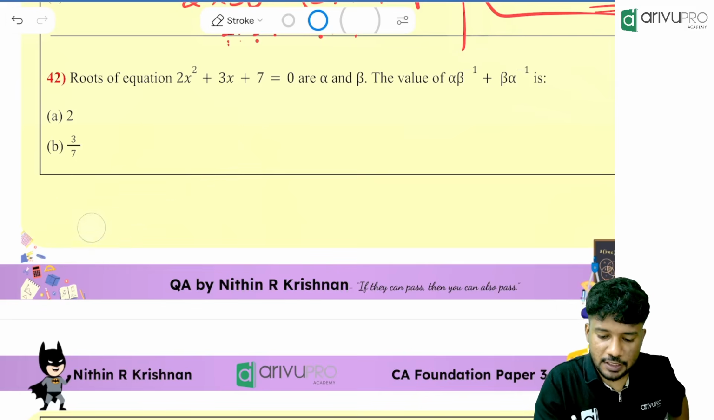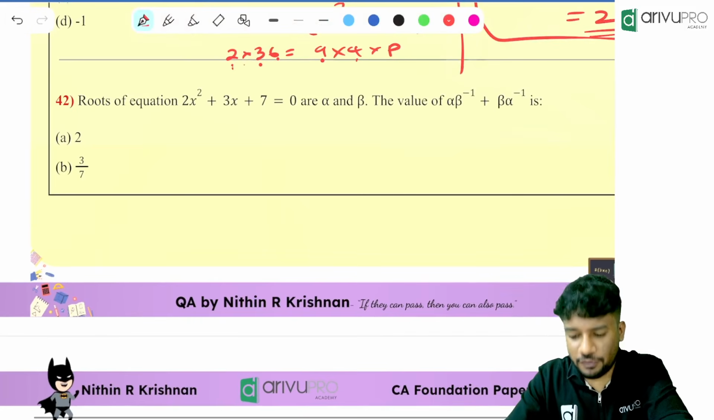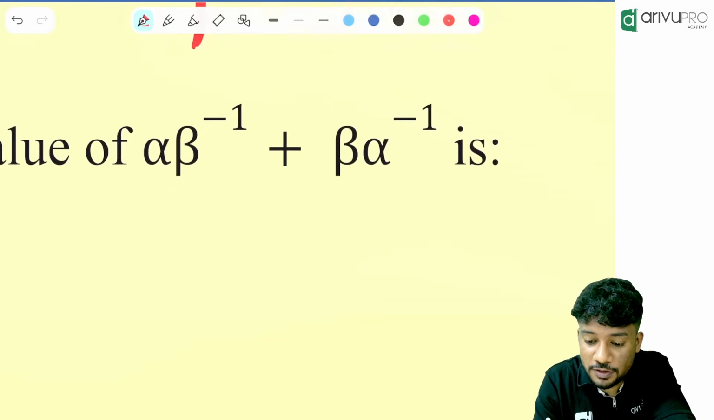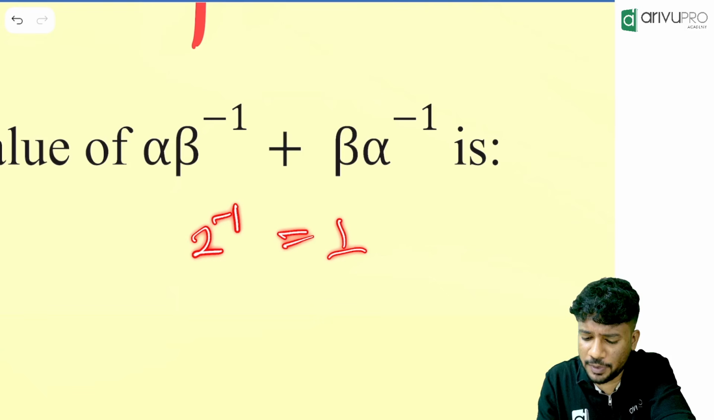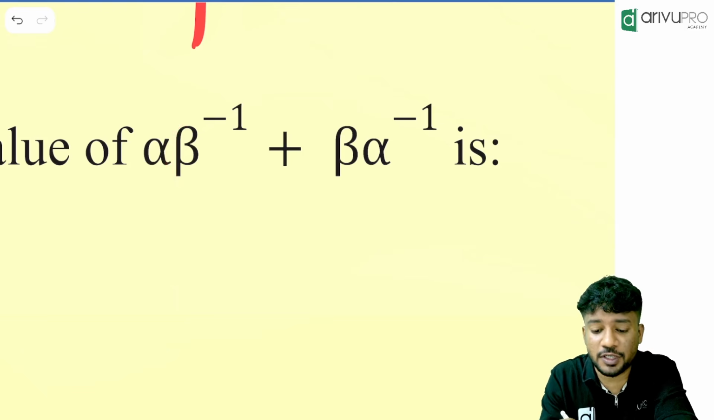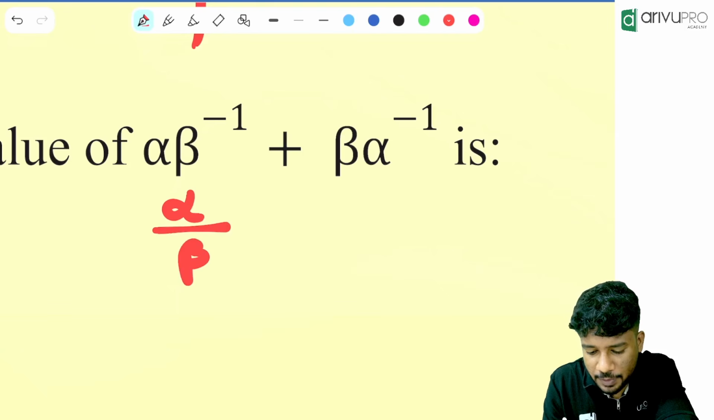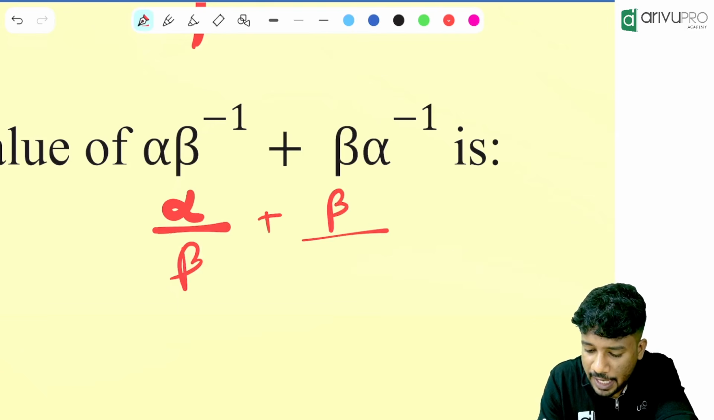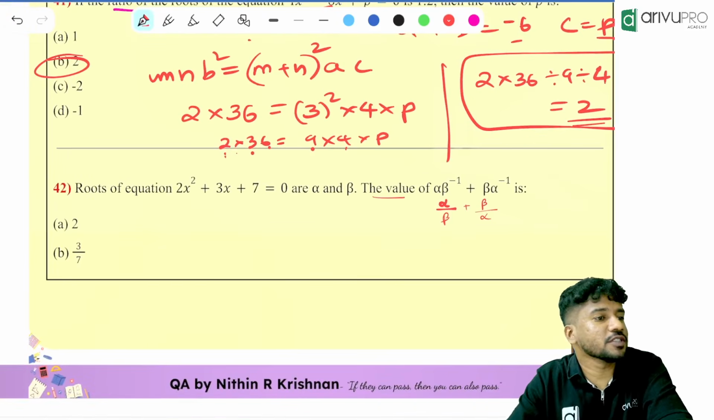Yes, perfect. Now, get me the answer for this. Find the value of alpha into beta raised to minus 1. Beta raised to minus 1 is what? 1 by beta. I told you on the first day. 2 raised to minus 1 is nothing but 1 by 2. 3 raised to minus 1 is nothing but 1 by 3. Similarly, beta raised to minus 1 is nothing but 1 by beta. So can I write it as alpha by beta plus beta by alpha is how much is the question. They are asking the value of this.